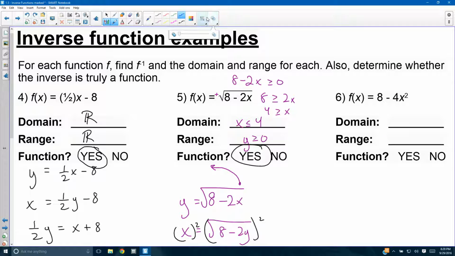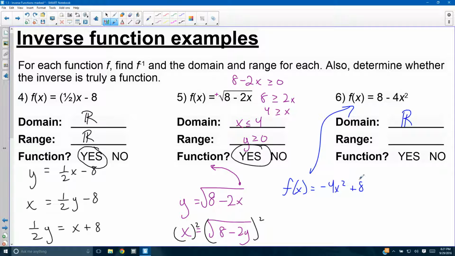Final problem, then all said and done. f of x equals 8 minus 4x squared. This is a parabola, an upside down one to boot. I can plug in anything for x there. Range, let's be a little bit careful. I'm going to go ahead and rewrite this thing so it says negative 4x squared plus 8.